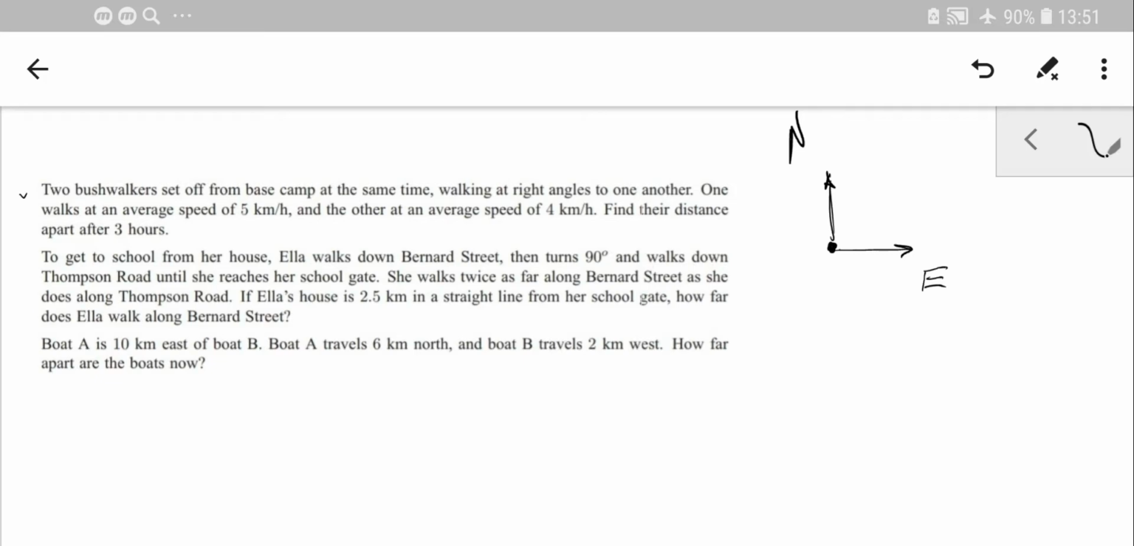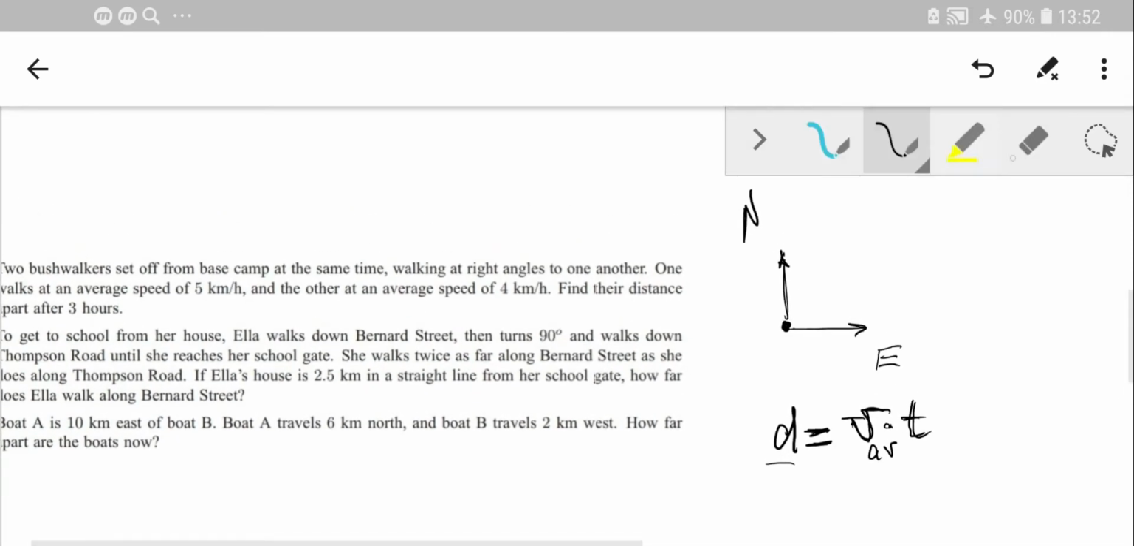So we are given speeds and we can always connect them with the distance using the simple formula. Distance or displacement, if you just have reference to physics, is simply speed times time. In this case, speed can be varying, it might not be constant, so that's why we take an average speed. So this is average speed times time. Find their distance apart after 3 hours.